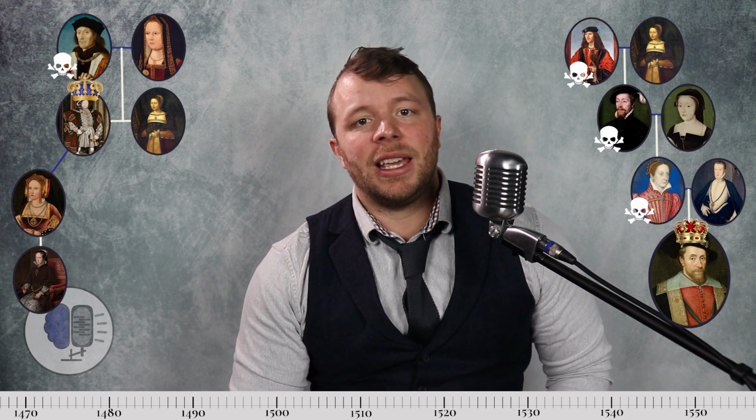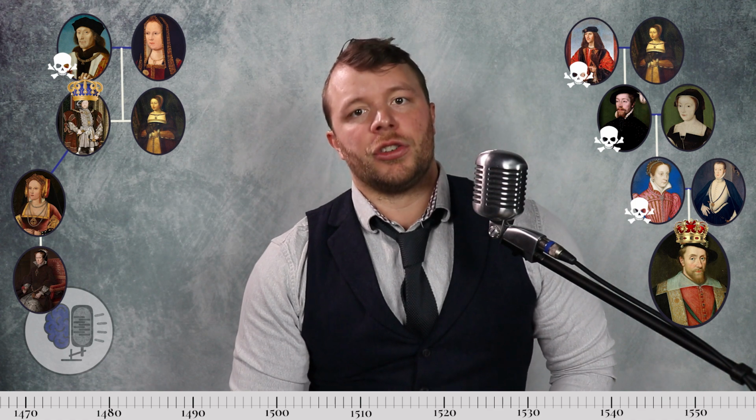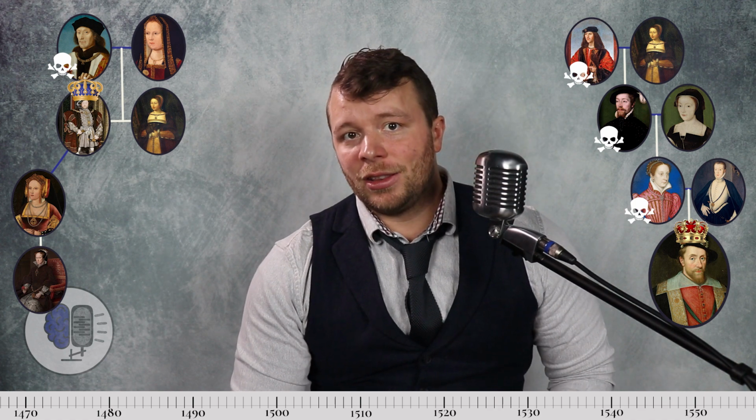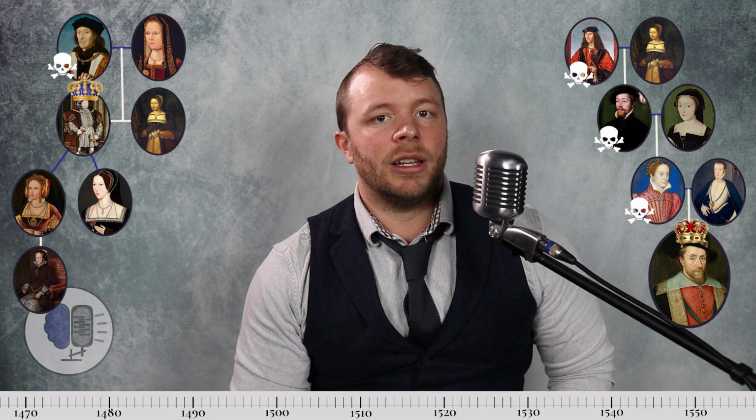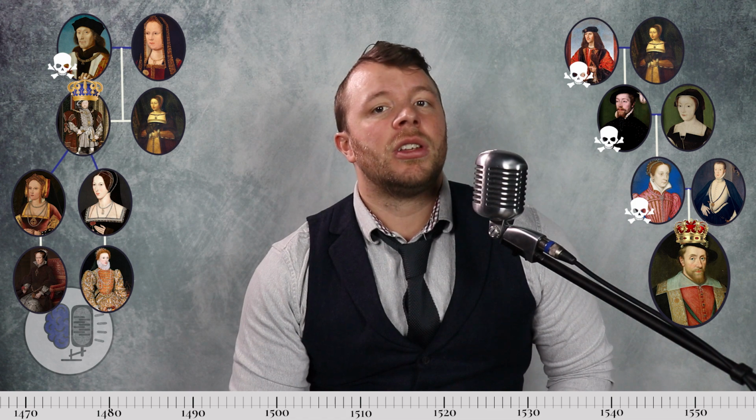This essentially made the king the supreme head on earth of the Church of England. Henry VIII, with his new powers, then annulled his marriage to Catherine and married Anne Boleyn. They had the child Elizabeth Tudor.